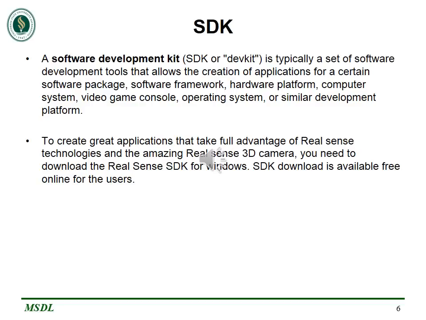To create great applications that take full advantage of RealSense technologies and the amazing RealSense 3D camera, you need to download the RealSense SDK for Windows. The Intel RealSense SDK for Windows Beta is an API and tool supporting 4th generation and future Intel Core processors. It is available now as a free download.